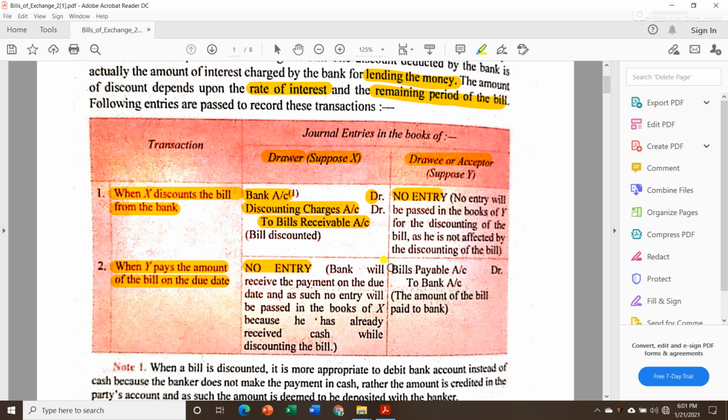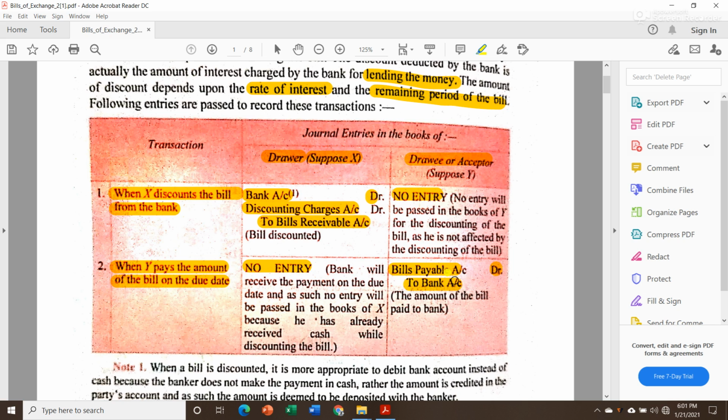But in the book of Y, there will be a transaction, because he is going to make payment on the due date. So bills payable account debit, the normal payment entry that we have seen in the previous session, will be passed in the book of Y. He will simply make the payment from his bank account after receiving the bill payable from the bank.